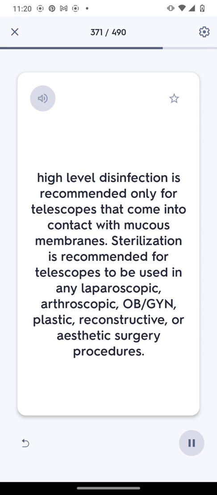High-level disinfection is recommended only for telescopes that come into contact with mucous membranes. Sterilization is recommended for telescopes to be used in any laparoscopic, arthroscopic, OB/GYN, plastic, reconstructive, or aesthetic surgery procedures.